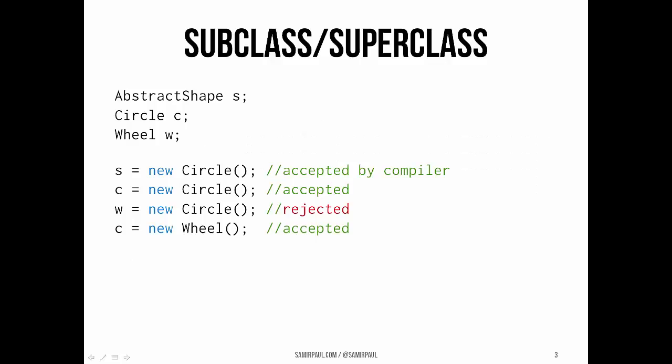Take a look at this code segment, which sort of illustrates this idea. We can see we declare three variables: an abstract shape, a circle, and a wheel. And then we're creating a bunch of objects. We're instantiating a bunch of circles and a wheel and pointing those variables at them. So when we point an abstract shape variable at a circle object, that's fine, because a circle is, in some sense, an abstract shape through that hierarchy.